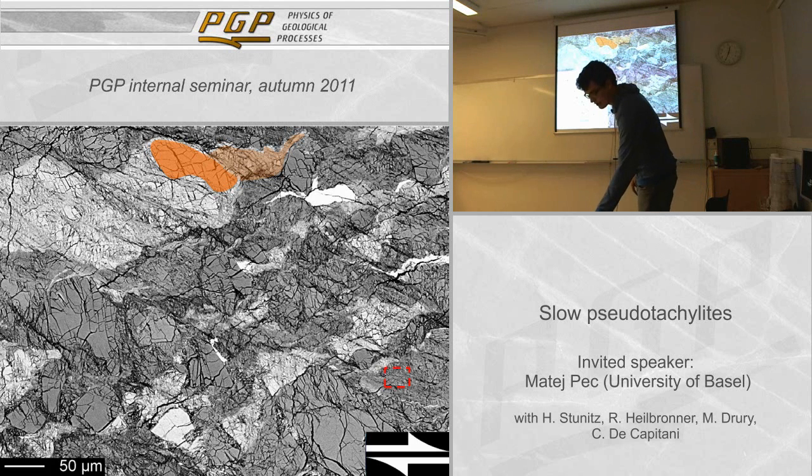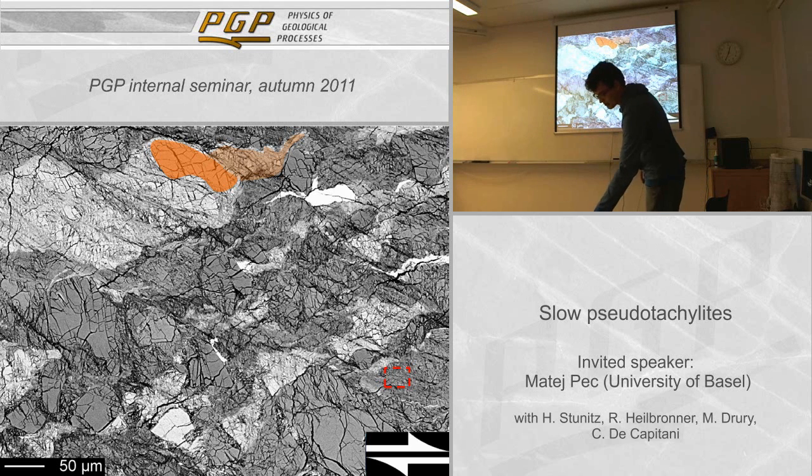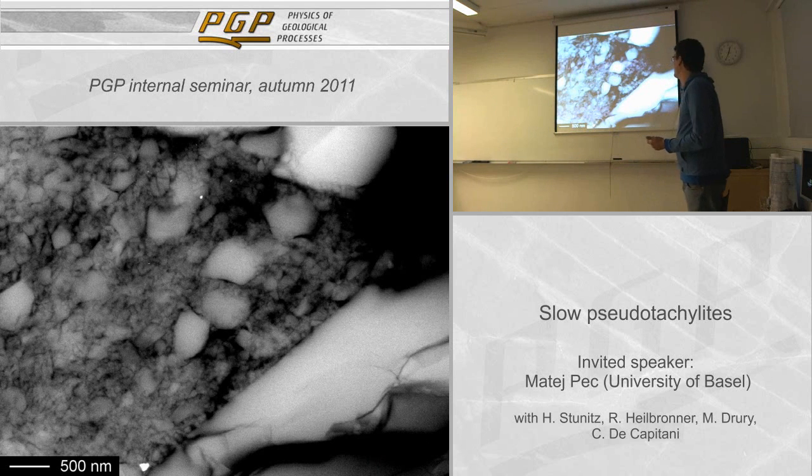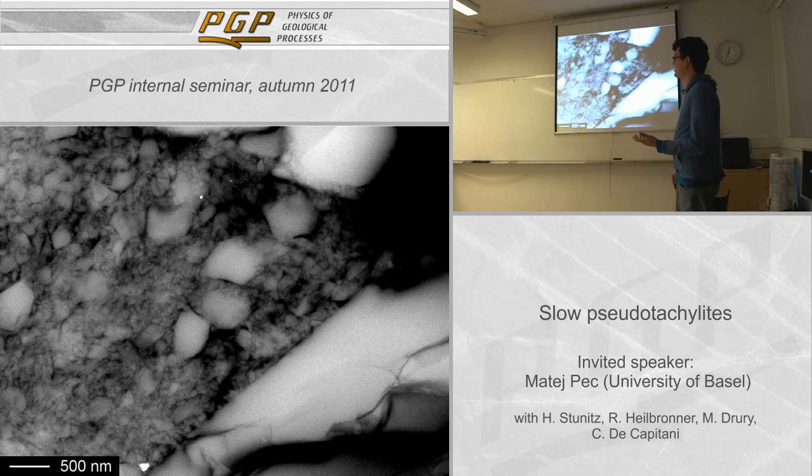If we have a look into this extremely fine-grained material at the highest possible magnification, in our field emission SEM, we can see, the scale bar would be 500 nanometers, a lot of material that has a grain size on the order of 50 to 100 nanometers.